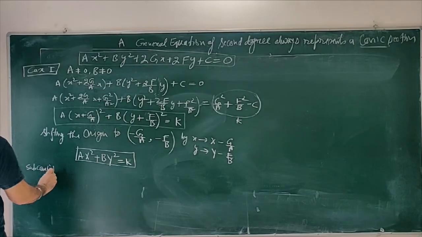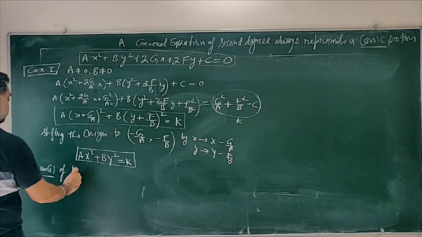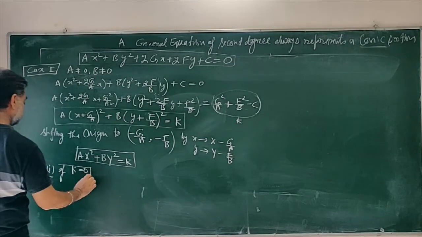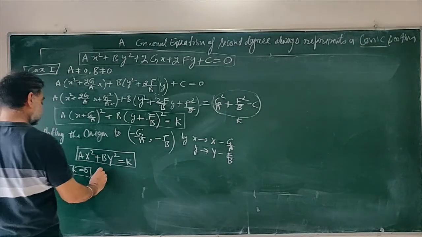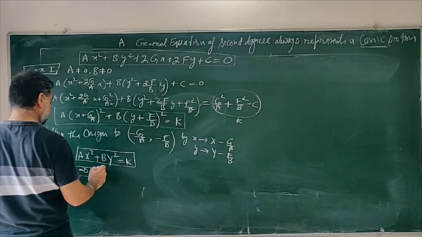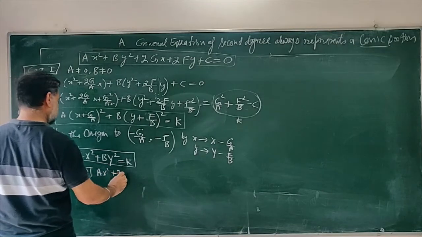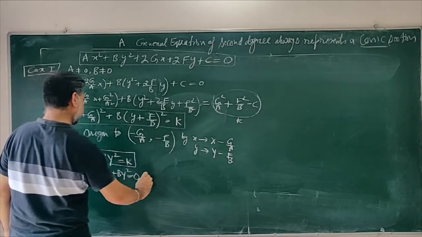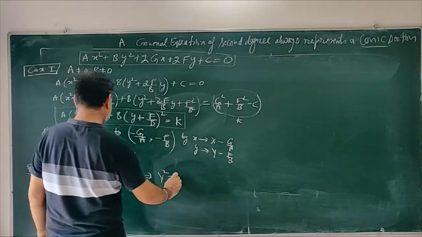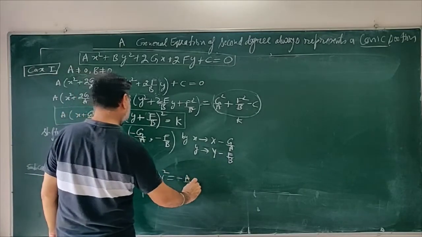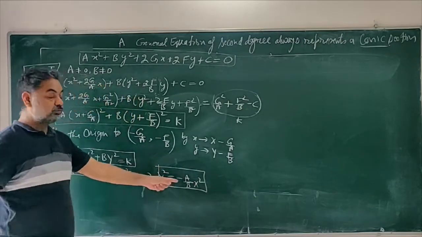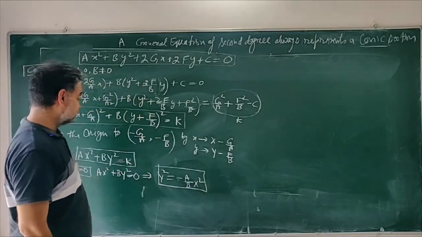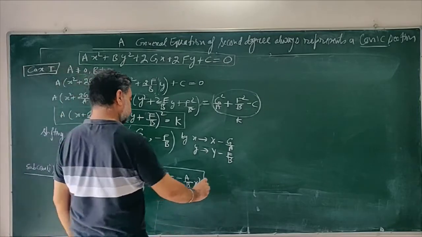Sub case 1, if k is equal to 0, then this equation becomes of this type: ax square plus by square is equal to 0, and that implies y square is equal to minus a over b x square. And this is the equation of a pair of straight lines.